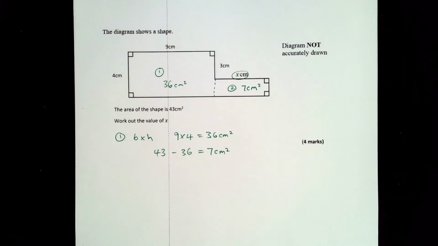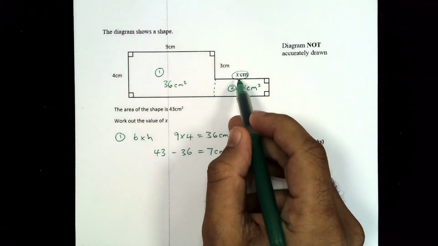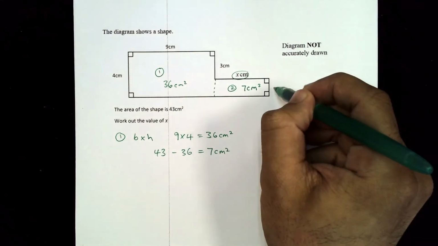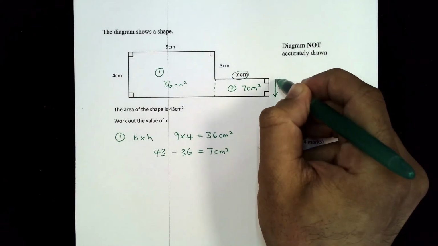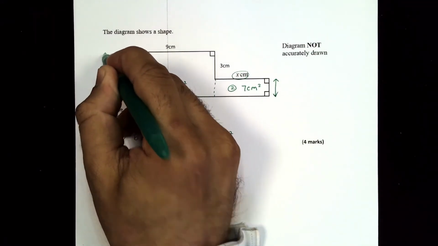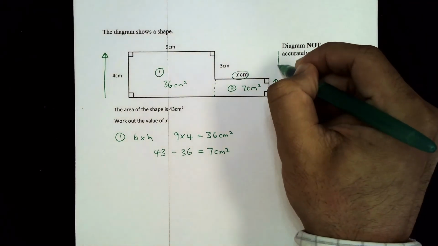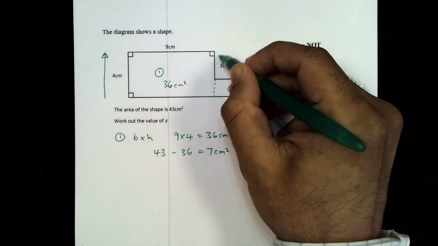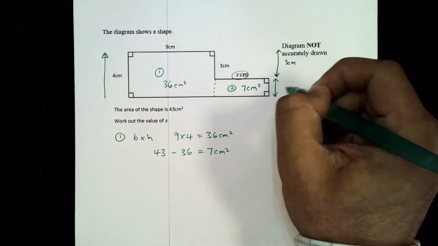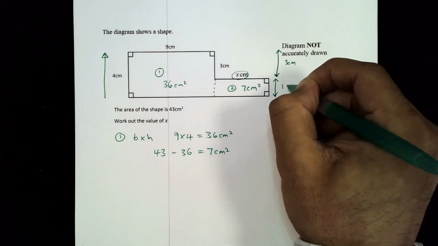Now what you've got to do, looking at shape number 2, is try and deduce one of the missing sides. X, you can't work out at the moment. But this height here, you can work out. Because if you know that up to here, on the left hand side, that's 4 centimeters, and you know that this bit over here is 3 centimeters, then what does this have to be? For it to total 4, this must be 1 centimeter.